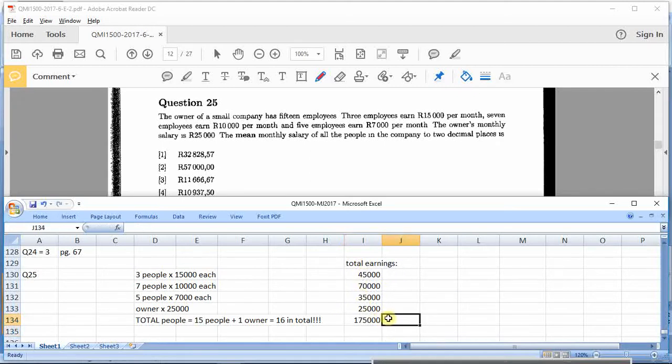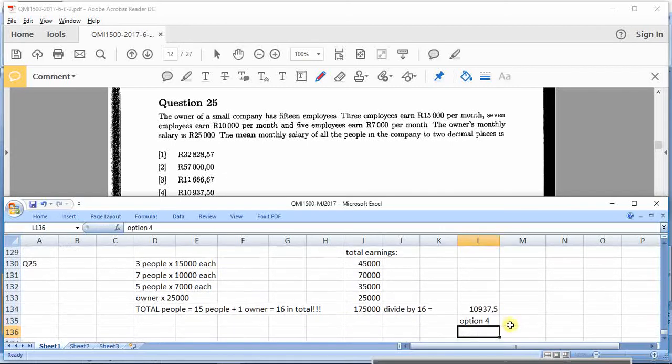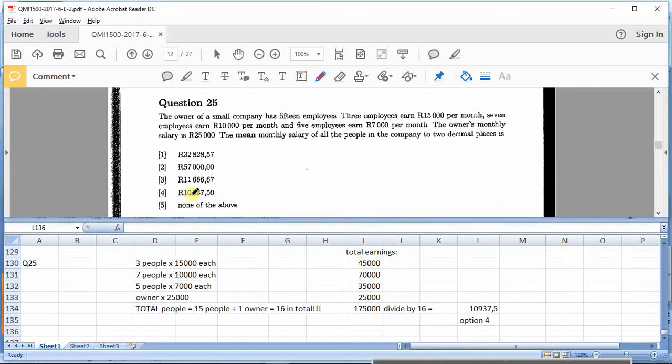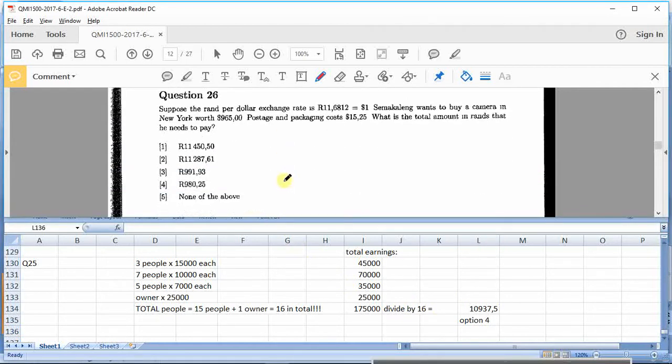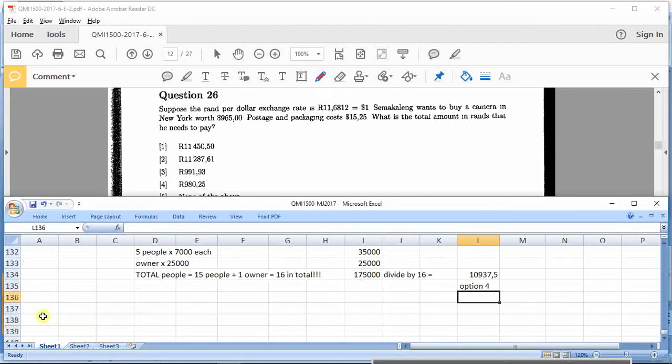Okay, there's the total. Divide by 16 equals. This divided by 16 equals option 4. So on average, the mean monthly salary of all the people would be that. Got that? Okay, here it is. Right, 26.